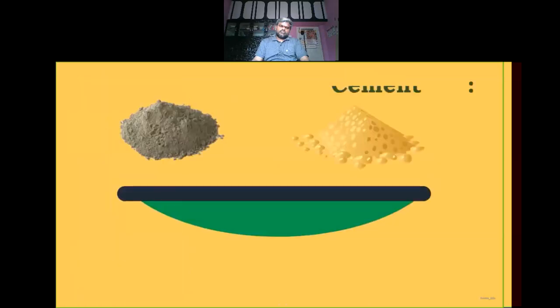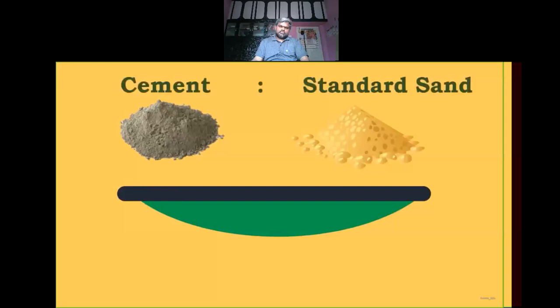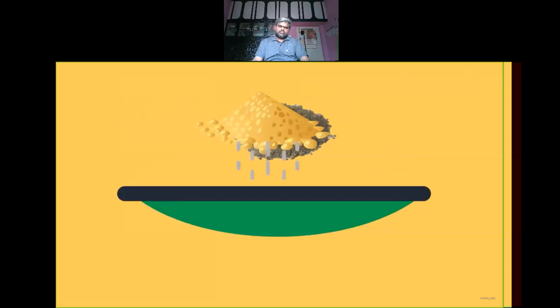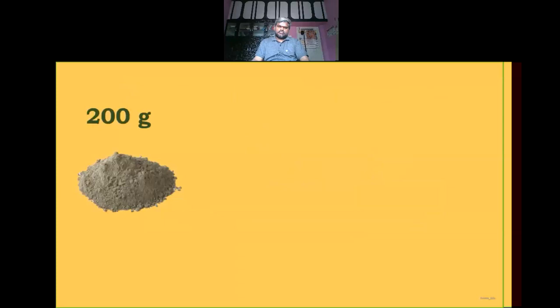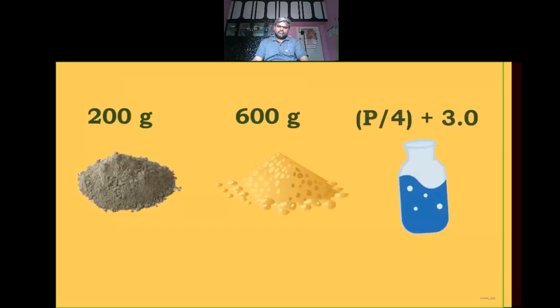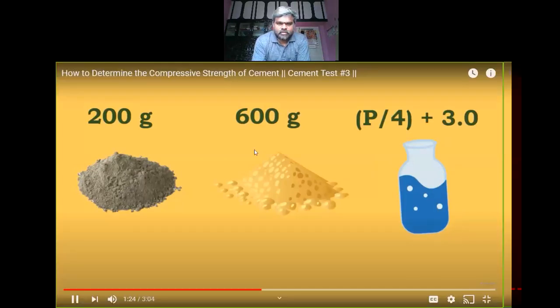The mixture of cement and standard sand is essential for preparing the paste. Then add the liquid to the standard sand and cement paste. Generally, the ratio is one part cement to three parts standard sand. Here, standard sand means Ennore sand, the sand which is retained on a 150 micron sieve and passes through a 90 micron sieve.